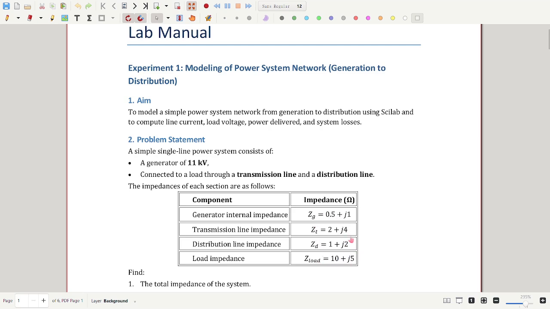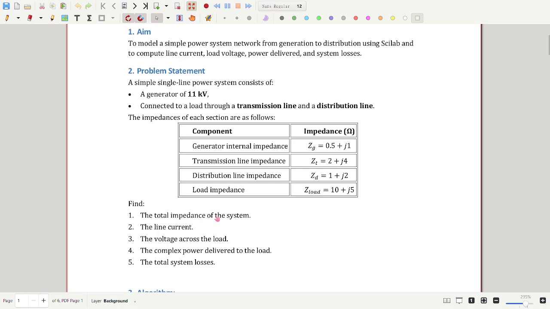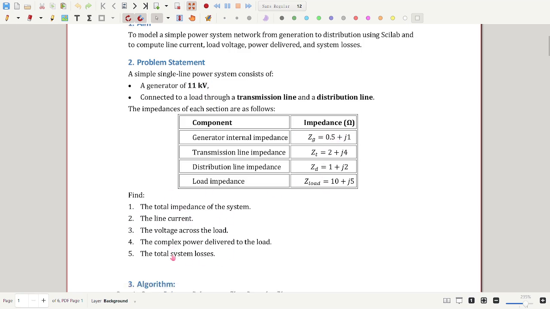You can take any of these values. It is not compulsory that you should take these values only. I have just taken one sample calculation with 11 kilovolts. The main aim here is to calculate the total impedance of the system, the line current, the voltage across the load, the complex power delivered to the load, and the total system losses. The values are your choice; take any value and obtain the results from the calculations.